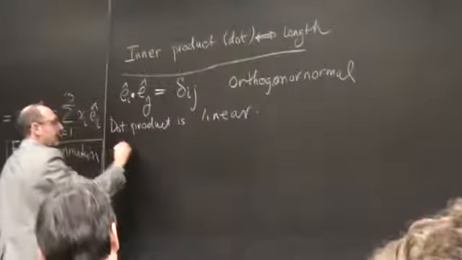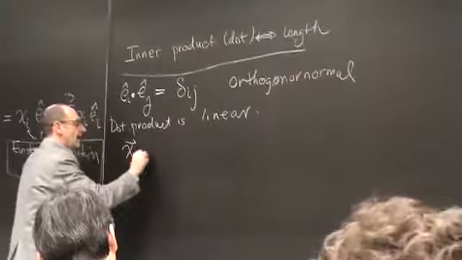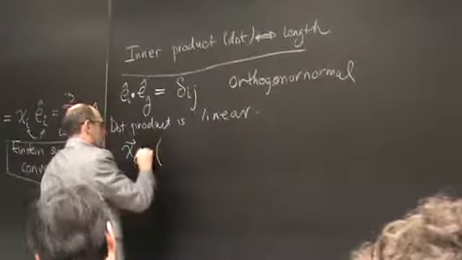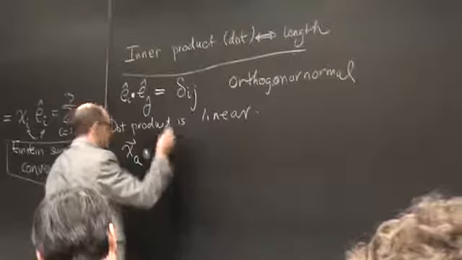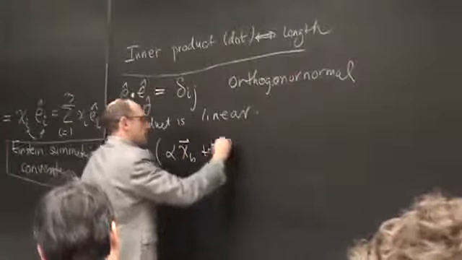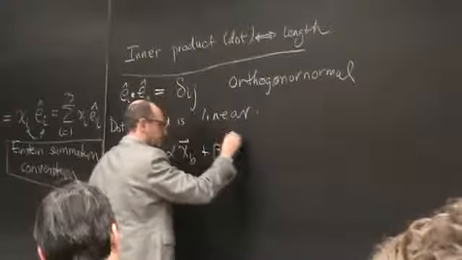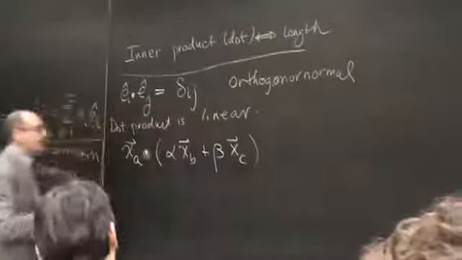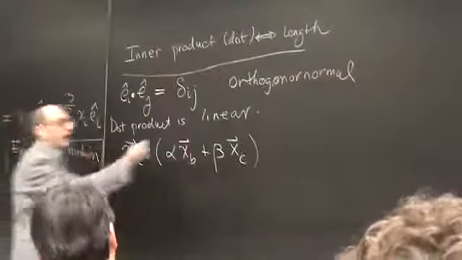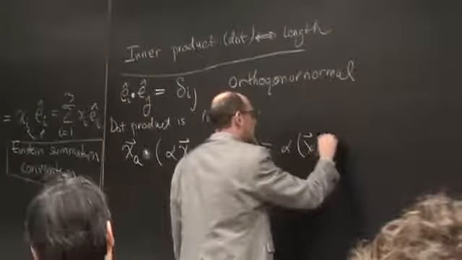meaning that if I look at the dot product of some position vector x with a vector which is a superposition of two others through a linear combination. This is a vector space, so we can always take linear combinations. Then the dot product distributes through in a linear way, as you know.